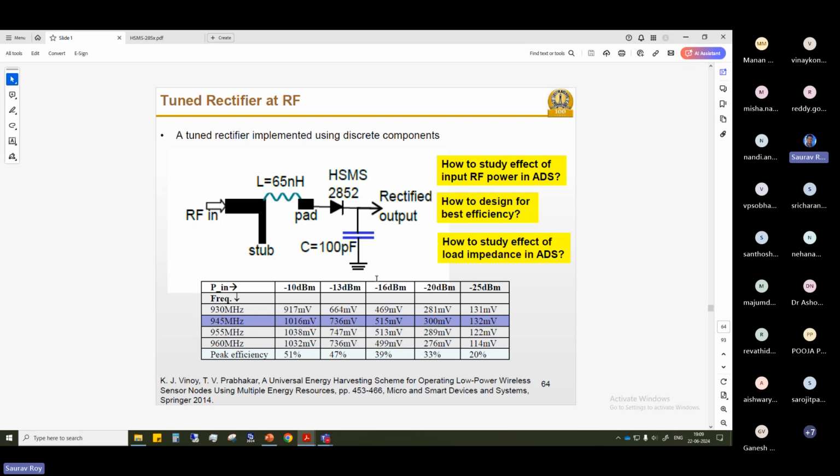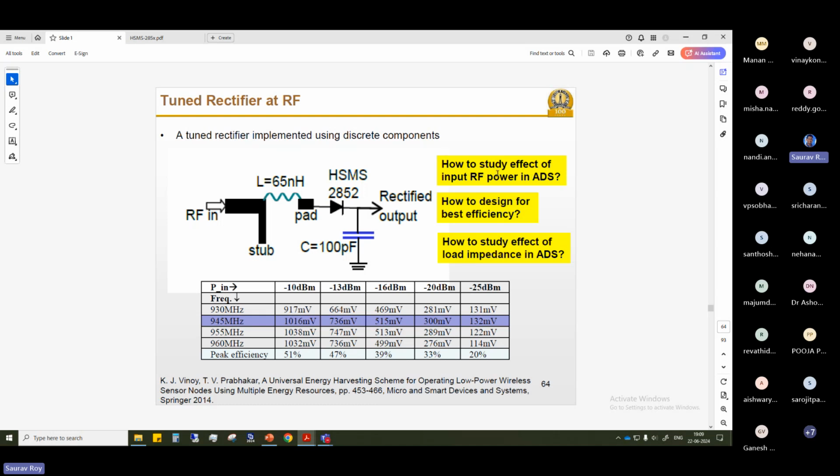It's a very simple circuit, but there are a lot of considerations inside. So that we'll see in tomorrow's design. And you have shown that your next assignment will also be to design this kind of circuit. So we'll study in the RF, the ADS.